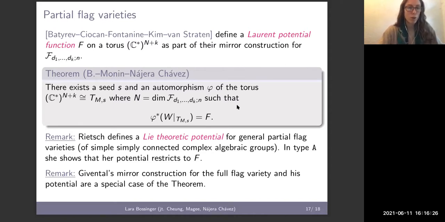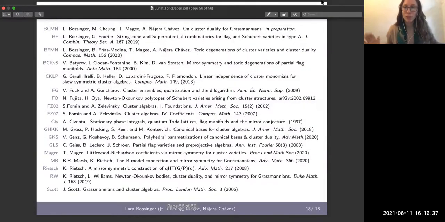So far there was always some kind of isomorphism, automorphism of the tori that would identify one potential with the other. And I thank you very much for your attention.